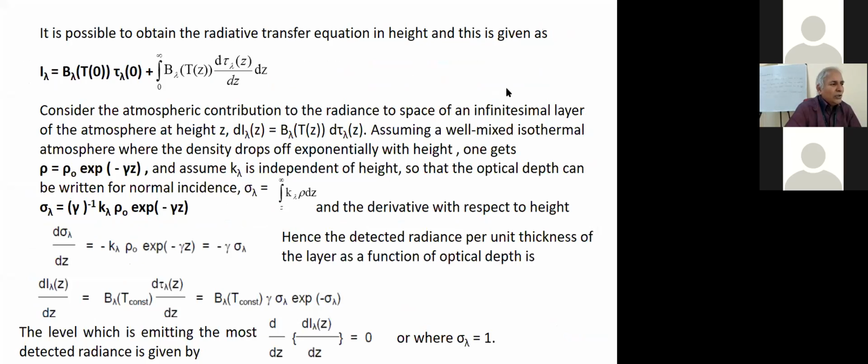We can also write it again in terms of z. Then it becomes the surface contribution plus the atmospheric contribution. Now, instead of dp, it's d tau by dz, and instead of ps to 0, it's from z equal to 0 to z equal to infinity. So again I can write this radiative transfer in terms of height. Let us look at this.